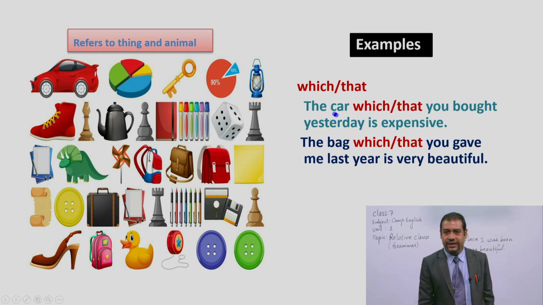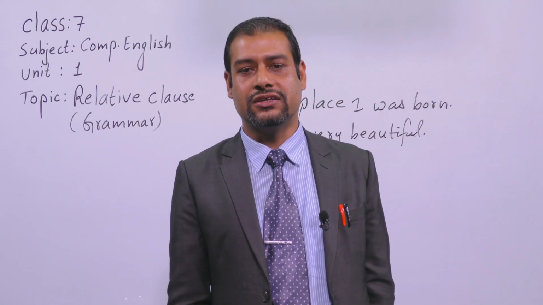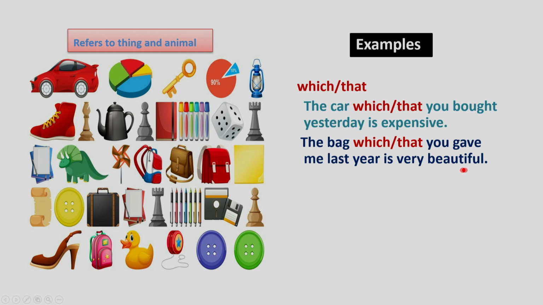If you want to, let's say, break this sentence into two sentences, how do you do it? One, you can write the car you bought yesterday, full stop, and then you can write down it is expensive, okay? And when we make it one, it becomes like this. Likewise, second sentence, if you want to break this sentence into two sentences, it becomes like the bag you gave me last year, one sentence, full stop, and another sentence will be it is very beautiful, okay? And when we combine them, it becomes the bag which you gave me last year is very beautiful, or the bag that you gave me last year is very beautiful, okay, dear students?